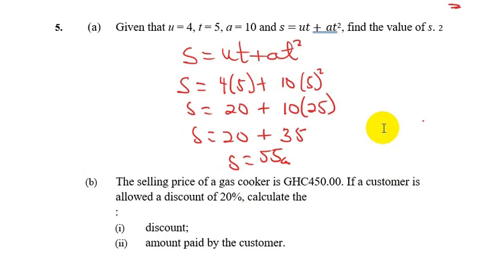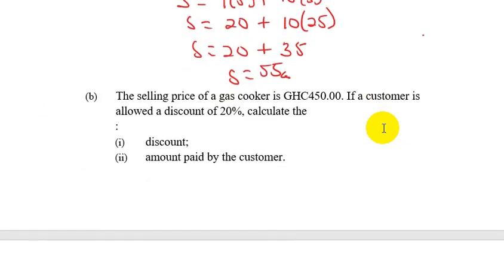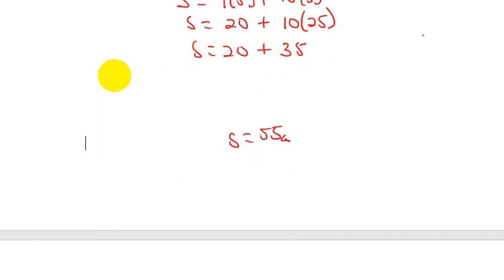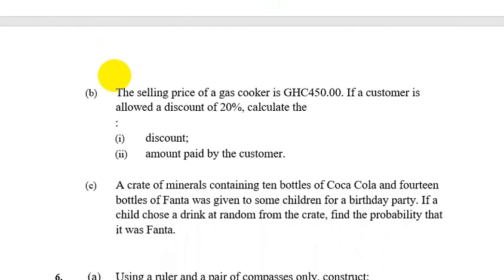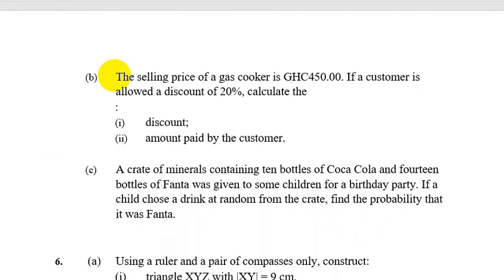That's all. Now the b part says that the selling price of a gas cooker is 450. If a customer is allowed a discount of 20%, calculate the discount, and the amount that the customer has to pay.